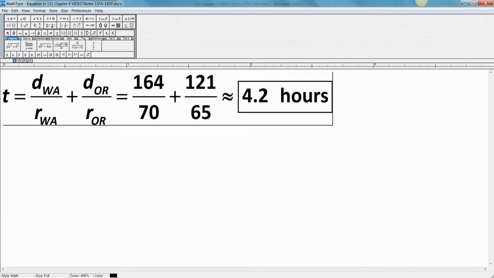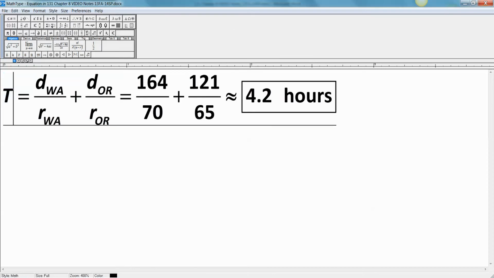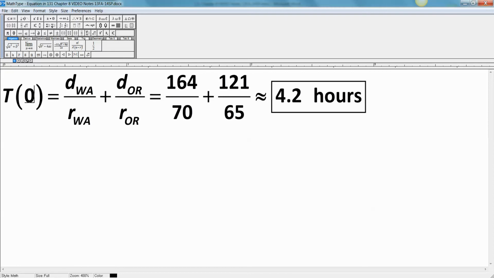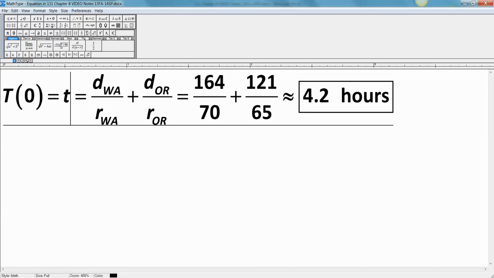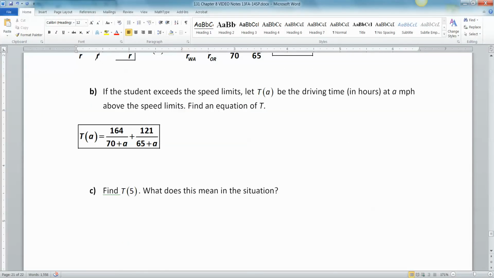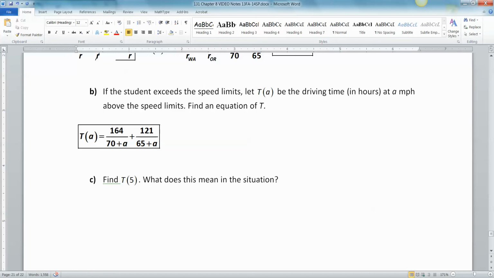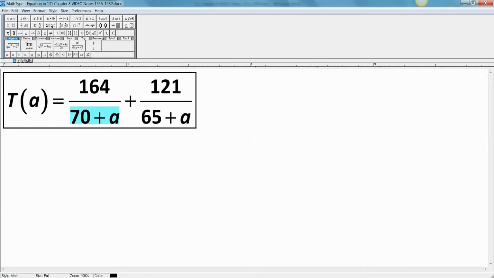Which really means this function up here, when you found this time, what you were finding was t of 0. If she goes exactly the speed limit, right, that's what you were finding. In other words, she is not over the speed limit by anything, right? All right, now find t of 5, and what does it mean? All right, so let's go find it.